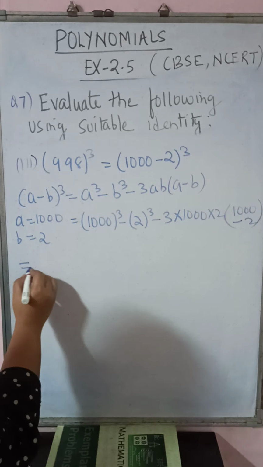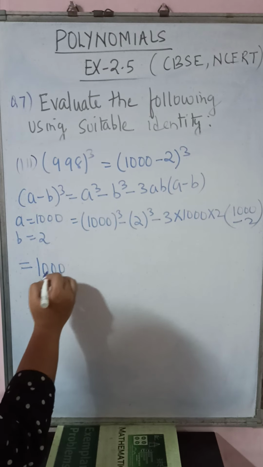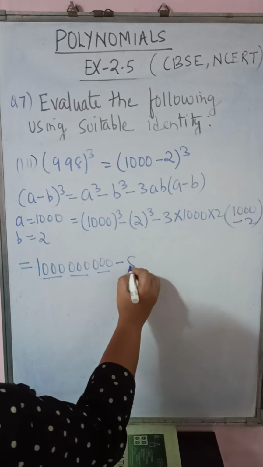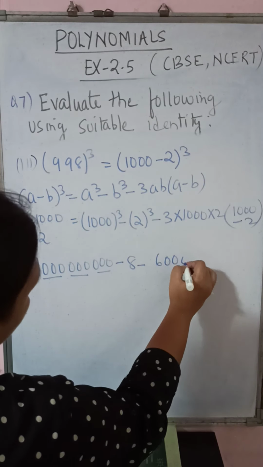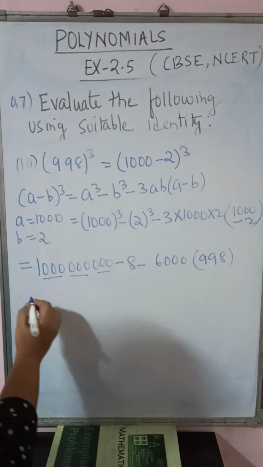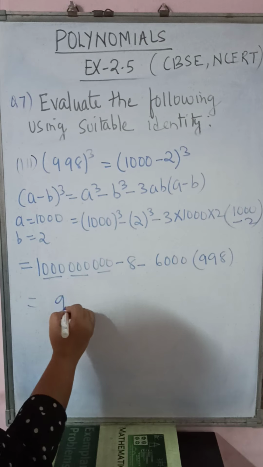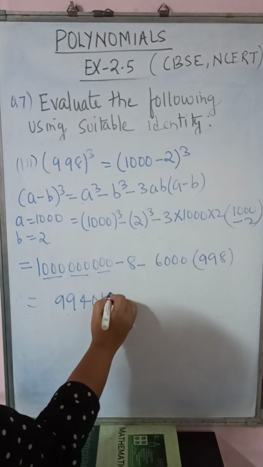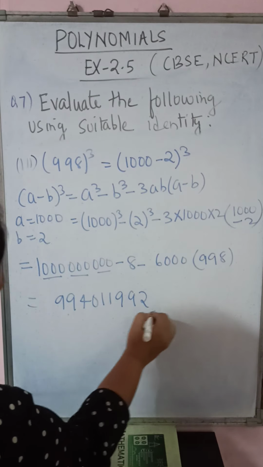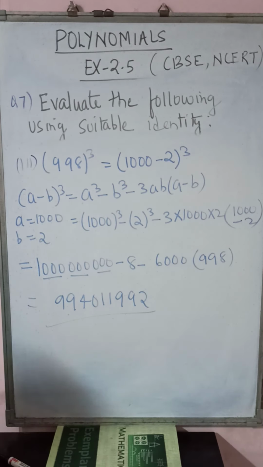Now it is 1000 cube. How many zeros should it be? 1000 into 1000 into 1000, so how many zeros? 3, 6, 9. 9 zeros. Minus 8. Minus 3 into 2 is 6, into 1000 is 6000, and 1000 minus 2 is 998. So solve everything and then write down the answer as 994011992. You all know, just addition, subtraction, multiplication, and then write down the final answer. So this is done. Question number 7.